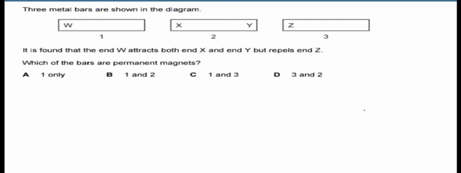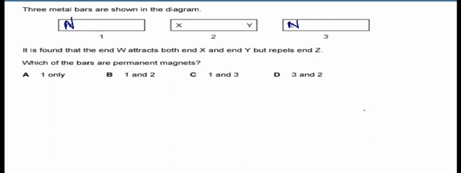So they are saying it is found that the end W attracts both end X and end Y, but repels end Z. So this W is repelling Z. Now, let's just take into consideration, if we say W is going to be the North Pole, even Z is going to be what? The North Pole, because like repels, they repel. Meaning, if we bring W close to Z, they are going to repel each other.